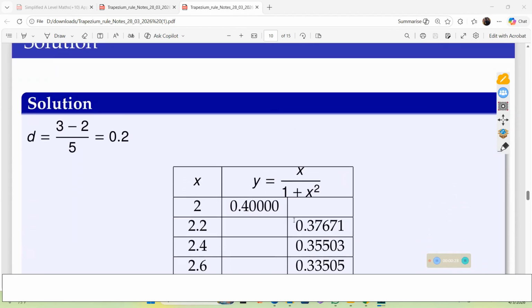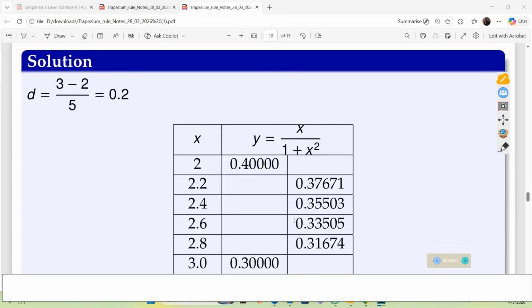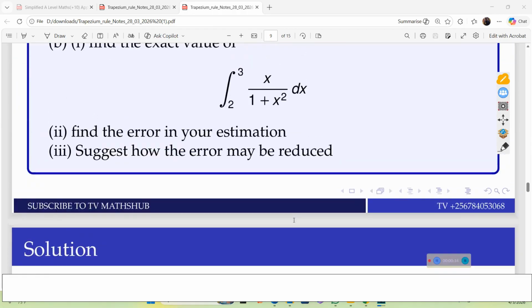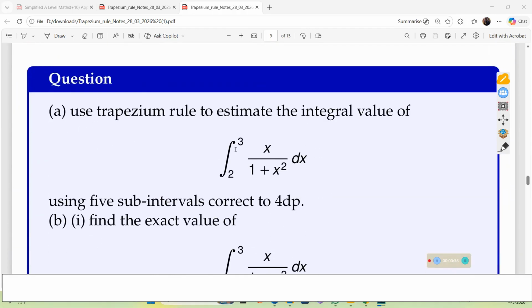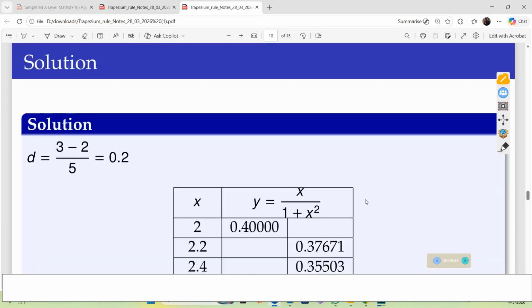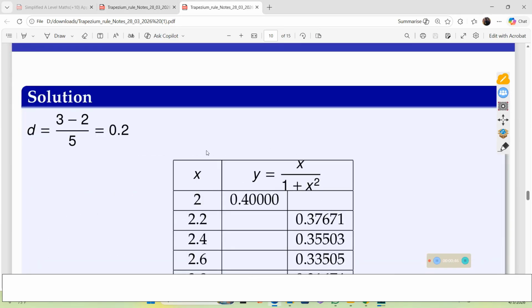So to begin with, we look at what we call d, and d is obtained by simply getting the range, that is 3 minus 2, divided by the number of sub-intervals, which are 5, divided by 5. So that will give us 0.2.